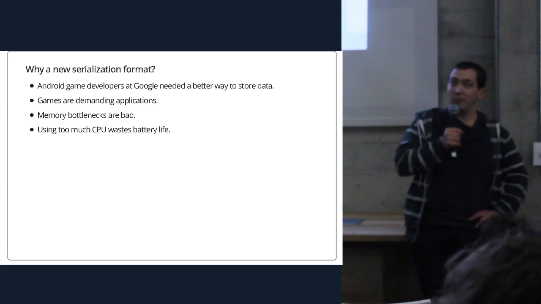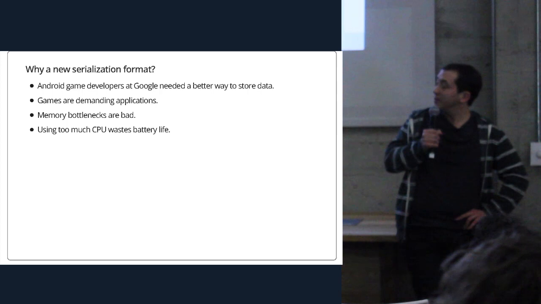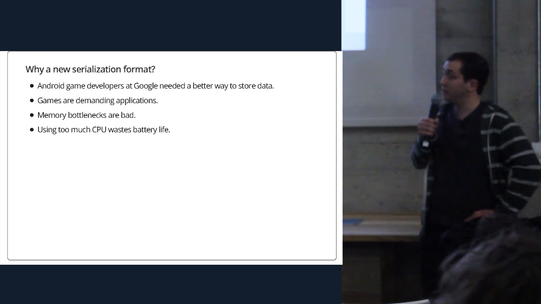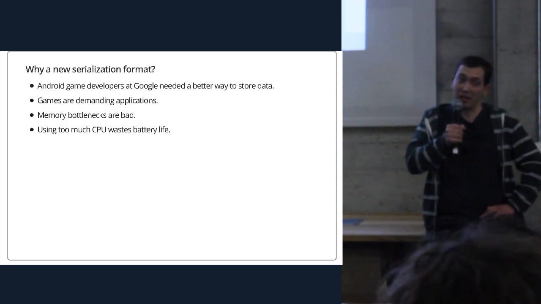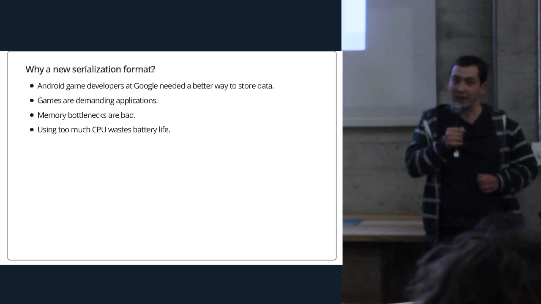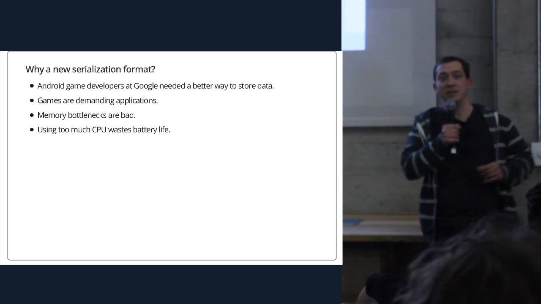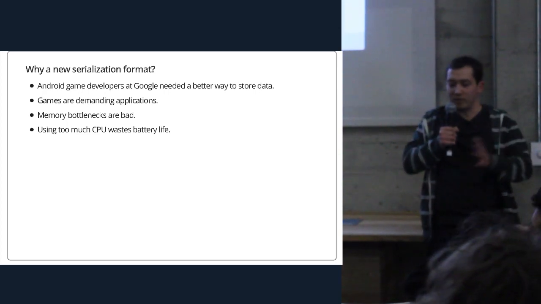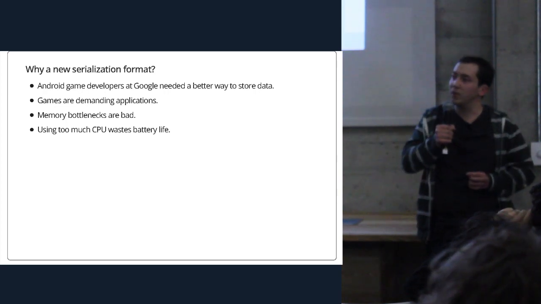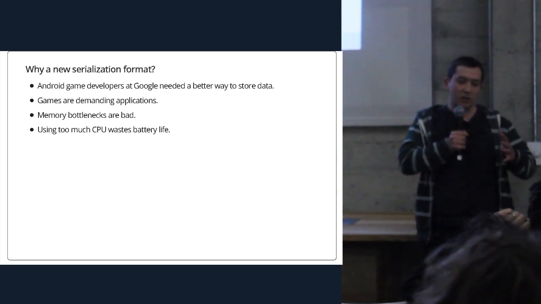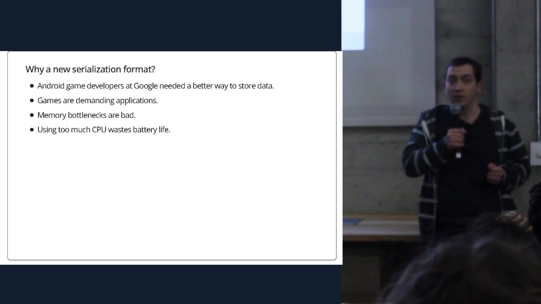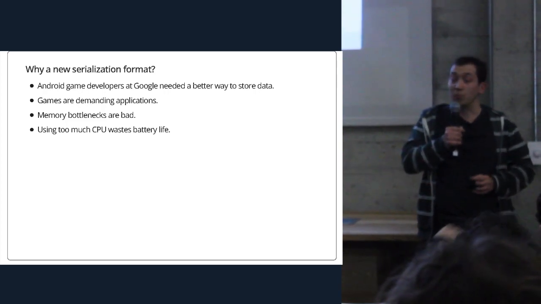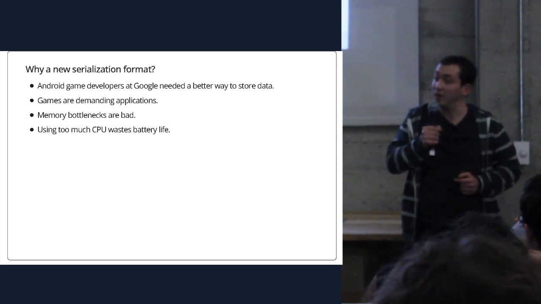But there are already a lot of them. Why would we need a new one? Turns out that at Google, Android game developers need a better way to store their data. Games are actually demanding applications, even though we have Angry Birds, things like that. We also have all sorts of very heavy 3D, first-person shooter type games. And it turns out that moving data around can be a huge bottleneck, especially on phones. Anytime that you allocate an object, say on Android, on the JVM, creates a little bit of friction. Existing formats like protocol buffers create a lot of objects, and we'll get to that in a minute.